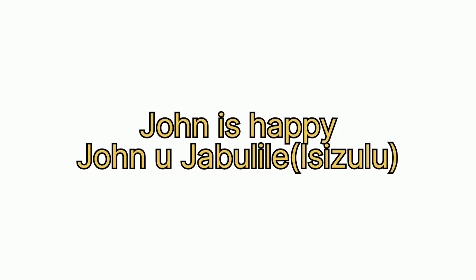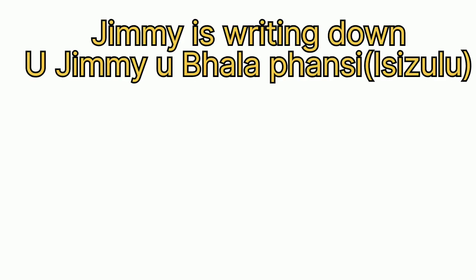I've said this once again, that each and every time you say the name of a person, most of the time when you tell somebody about someone, you are always using the u before you say his name. Let's say you want to say Jimmy is crossing the road. Let me make an example that's very easy for you so that you can understand. Jimmy is writing down. You're going to say uJimmy ubhala phansi.